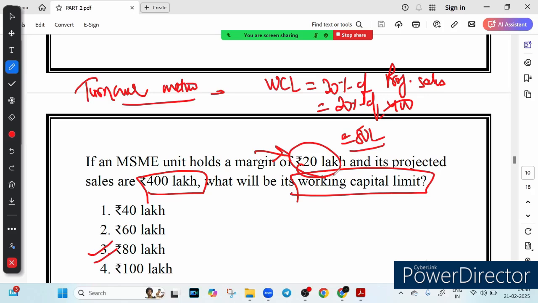So what we learned: imagine a manufacturing unit expecting annual sales of 400 lakh. To run smoothly, it needs a working capital loan from a bank. Using the turnover method, the bank allows 80 lakh as a working capital limit, right? In the turnover method, working capital limit is 20% of the projected sale, the formula is quite simple, and margin does not affect this calculation directly. That is why it was just given to confuse you, right?